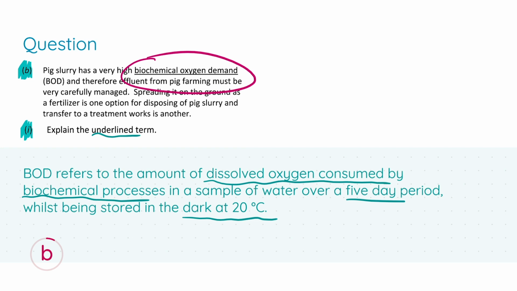The breakdown for the marks goes as follows. There were 6 marks in total, and 3 marks were for saying that it is referring to the amount of dissolved oxygen consumed by biochemical processes, so saying that biological processes, bacteria or anything like that is consuming oxygen. That's the first 3 marks. Then you got another 3 marks for talking about the standardized amount of time and conditions. So in this case, the 5-day period while it's being stored in the dark at 20 degrees. That's where you got your other 3 marks from.